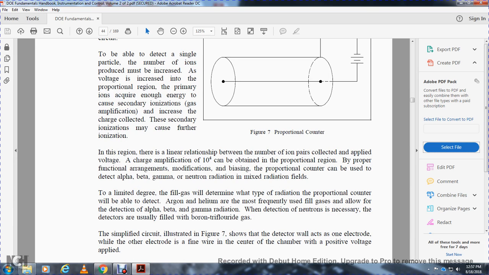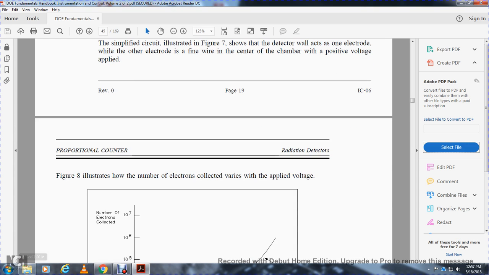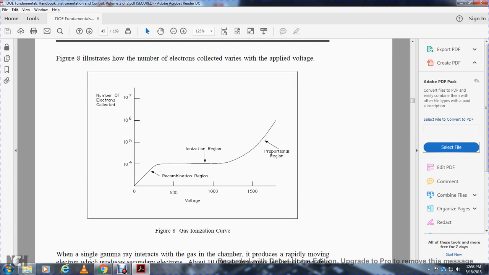trifluoride gas. The simplified circuit illustrated in figure 7 shows that the detector acts as one electrode, with the other electrode being a fine wire at the center of the chamber, with positive voltage applied. Figure 8 illustrates how the number of electrons collected varies with the applied voltage: 500, 1000, 1500, 10 to the 4th, 10 to the 5th, 10 to the 6th. Ionization, recombination region, ionization region, proportional region.